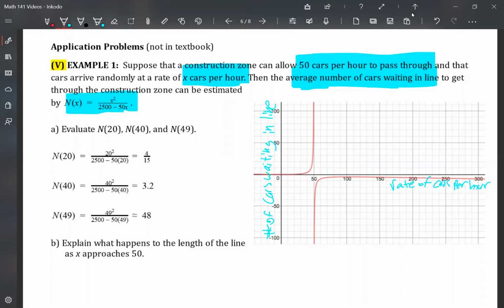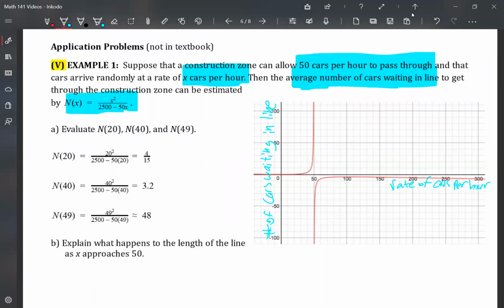For part A, they want to get some inputs and some outputs. They're going to evaluate for 20, 40, and 49. And what does that mean? It means that if 20 cars are coming in, if 40 cars are coming in, if 49 cars are coming in, how many cars on average are waiting in line at any given time? So they went ahead and plugged that in for you. When you plug in 20, you get 4/15. When you plug in 40, you get 3.2. And when you plug in 49, you get 48.